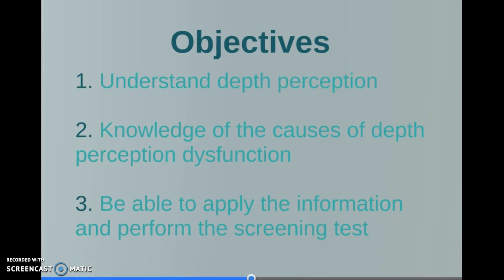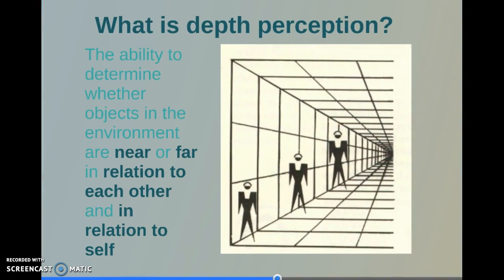Okay, our objectives are going to be to understand depth perception, knowledge of the causes of depth perception dysfunction, and to be able to apply the information and perform the screening test. What is depth perception? The ability to determine whether objects in the environment are either near or far in relation to each other and in relation to self.